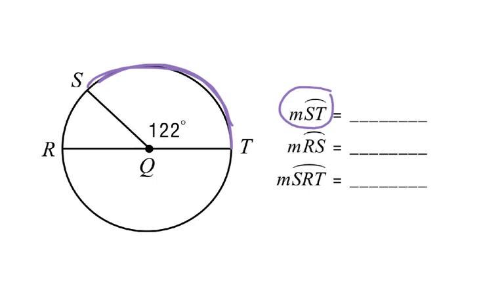The next thing it wants us to find is the measure of arc RS. So I'm going to do that in yellow. And then the last thing that we're going to find is this big arc RST.